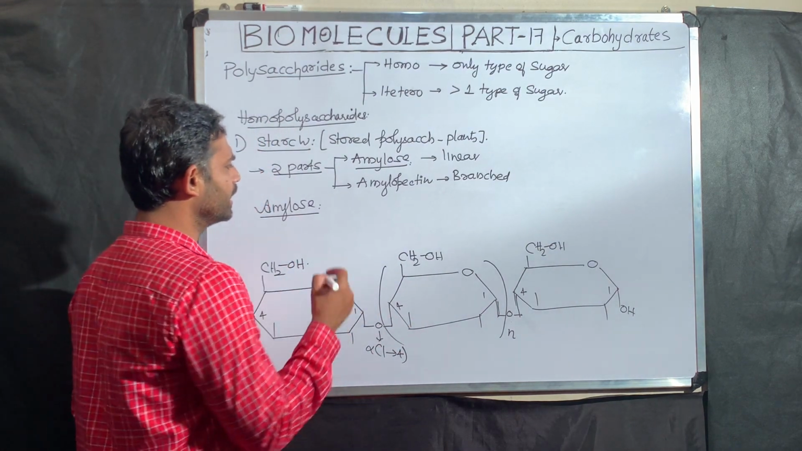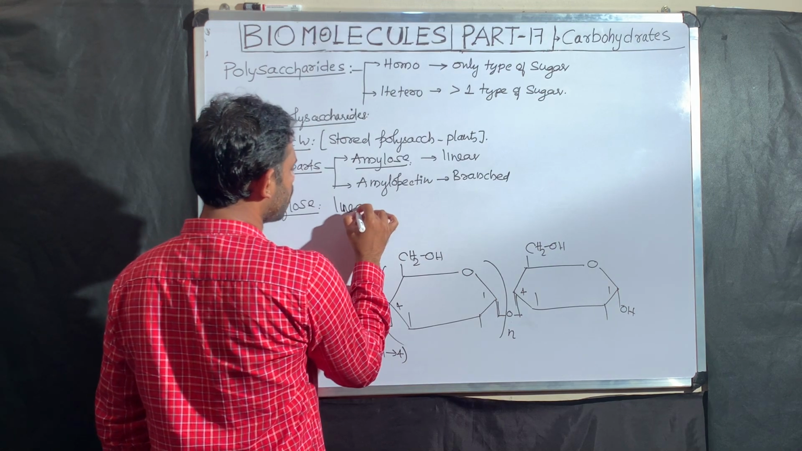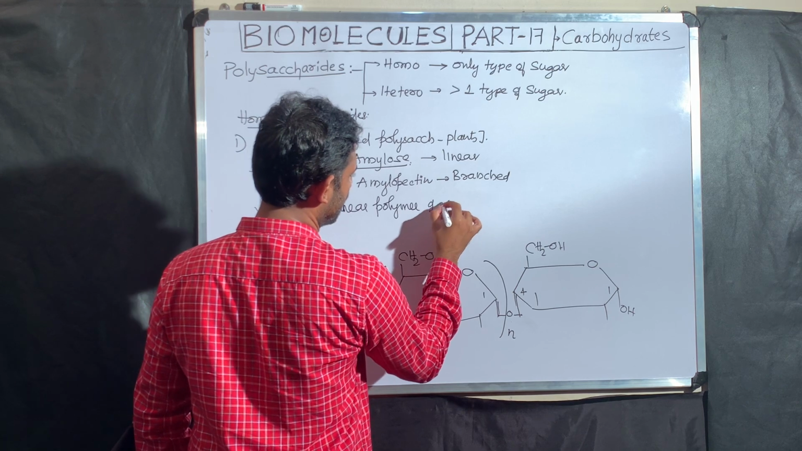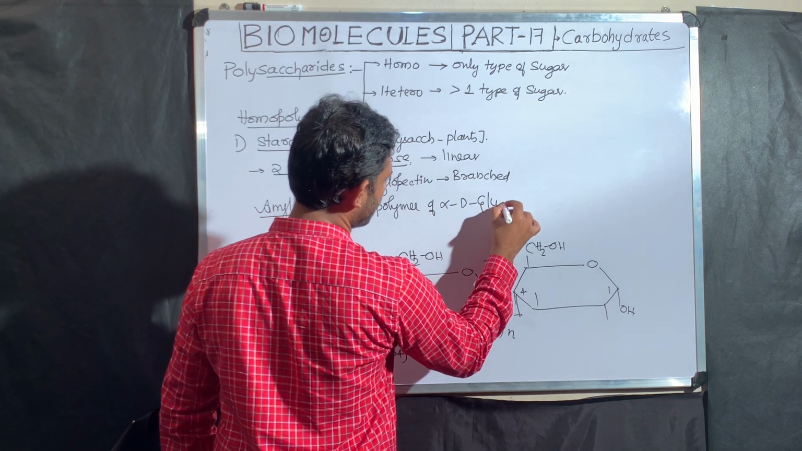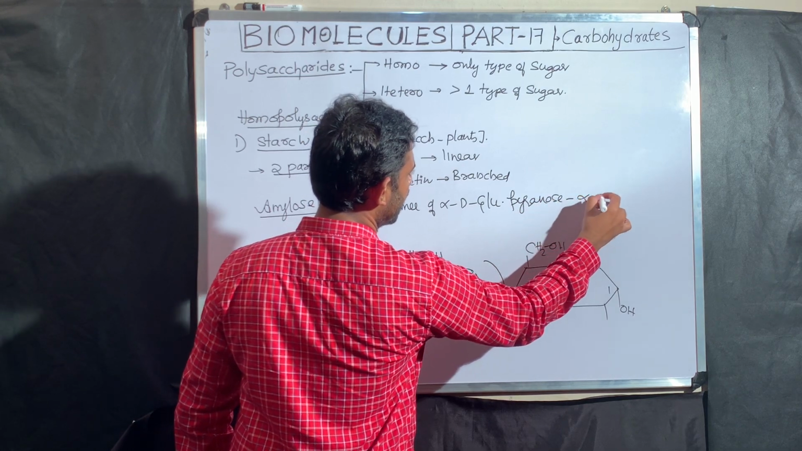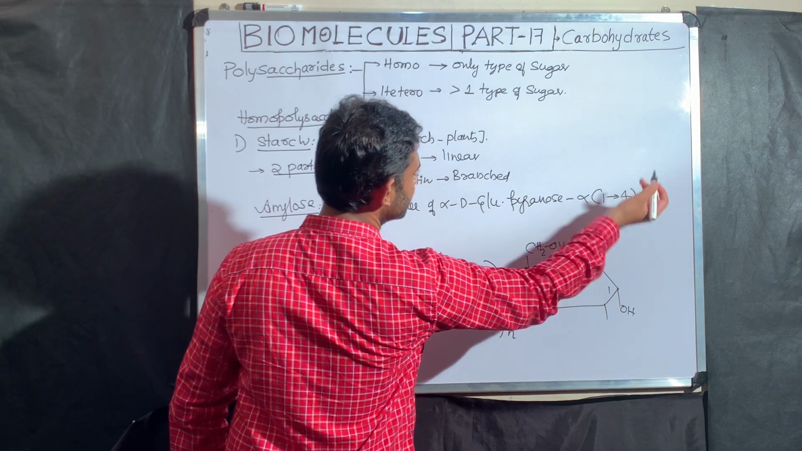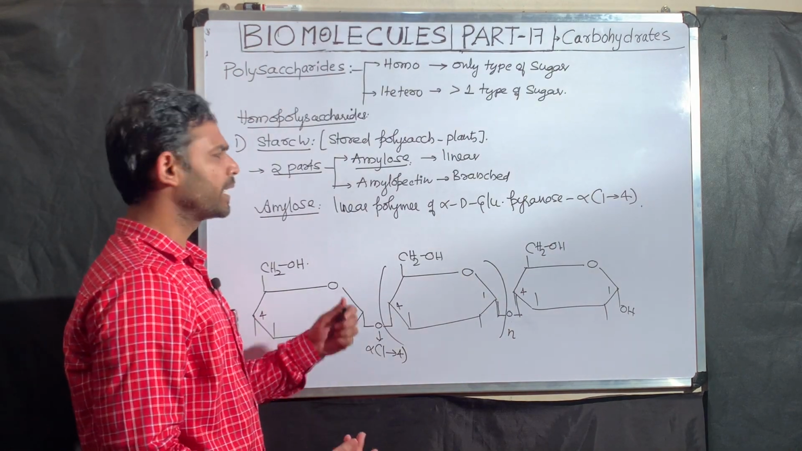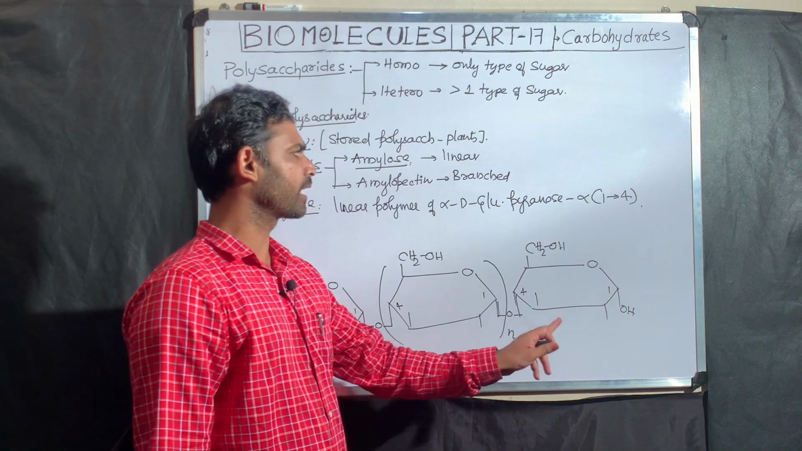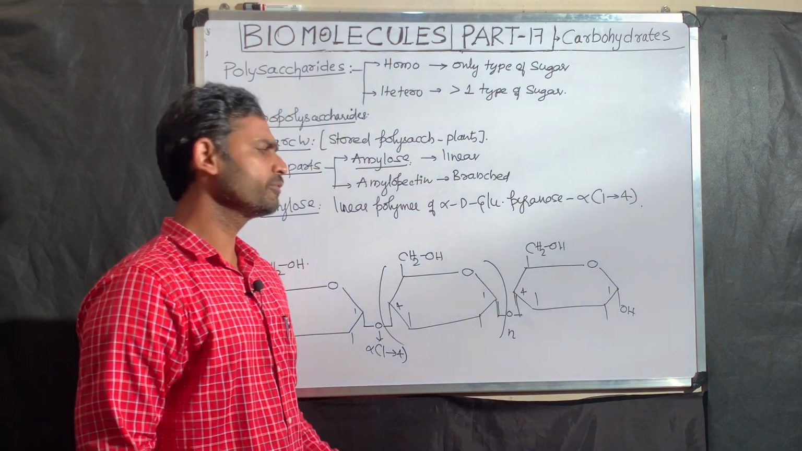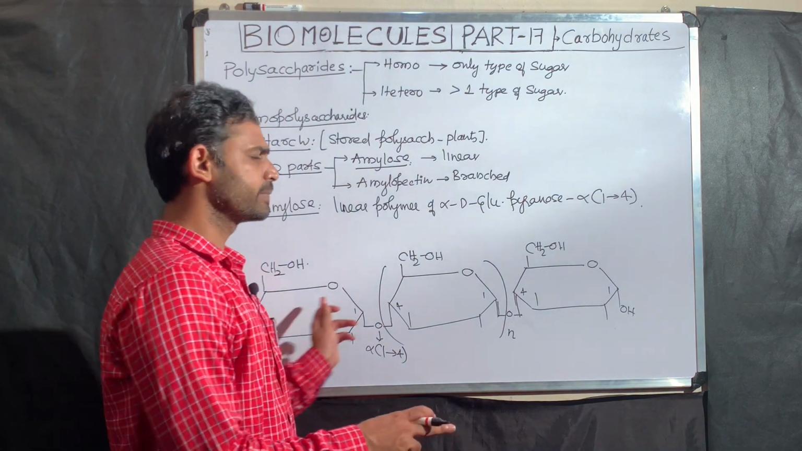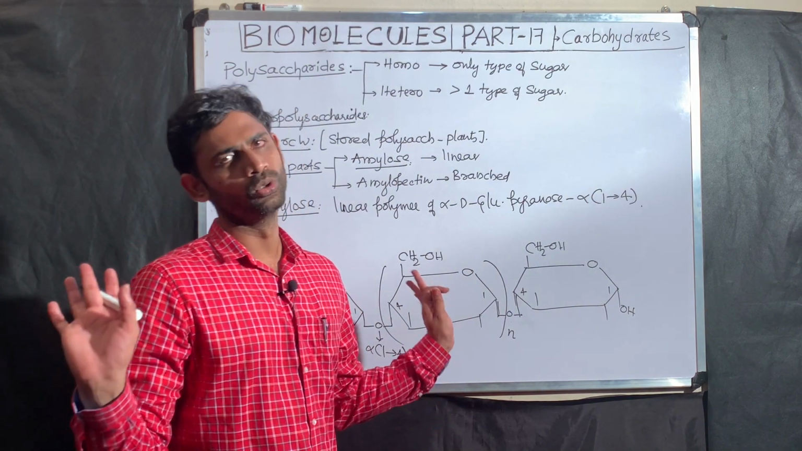Amylose is a linear polymer of which sugar? Alpha D glucopyranose. Linked through which bond? That is by alpha 1,4 glycosidic bond. So amylose is a linear polymer of alpha D glucopyranose linked through alpha 1,4 glycosidic bonds. Now you understood that amylose belongs to homopolysaccharides because it is made up of only one sugar, that is glucose.